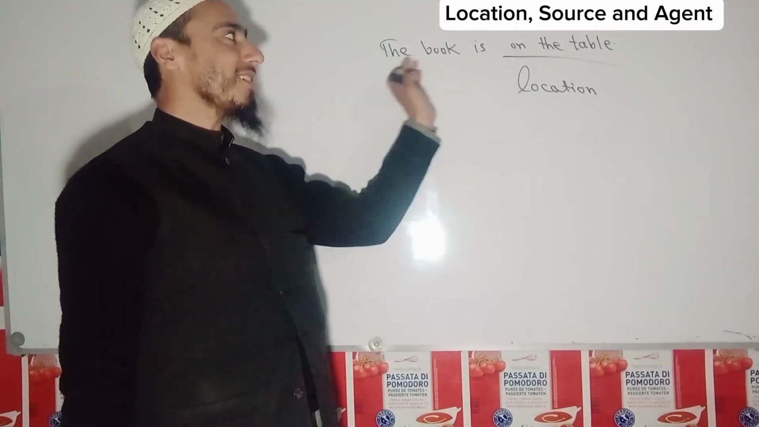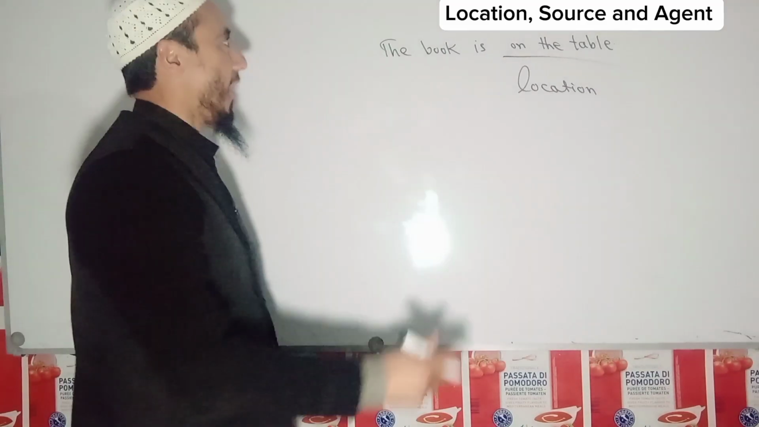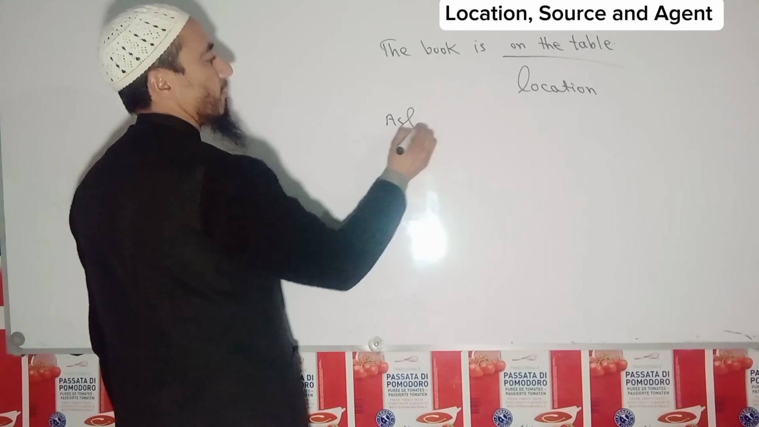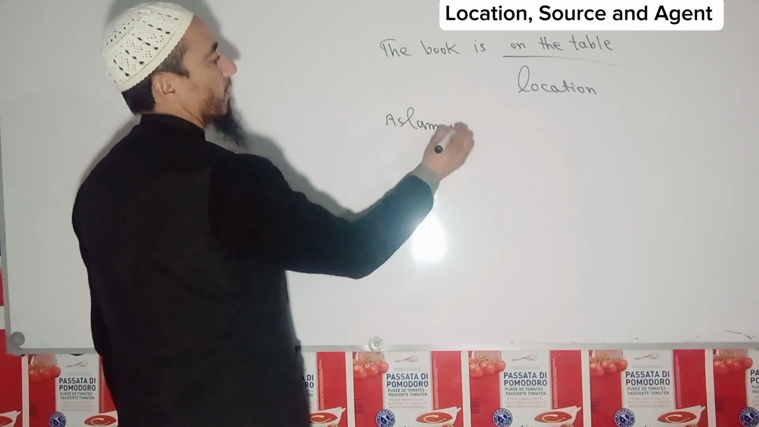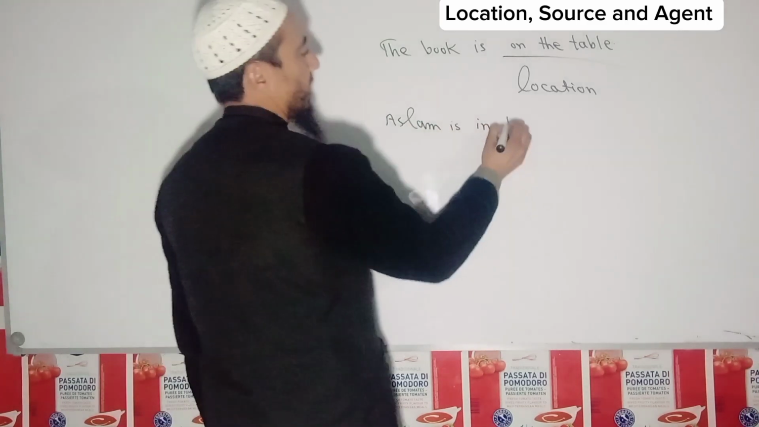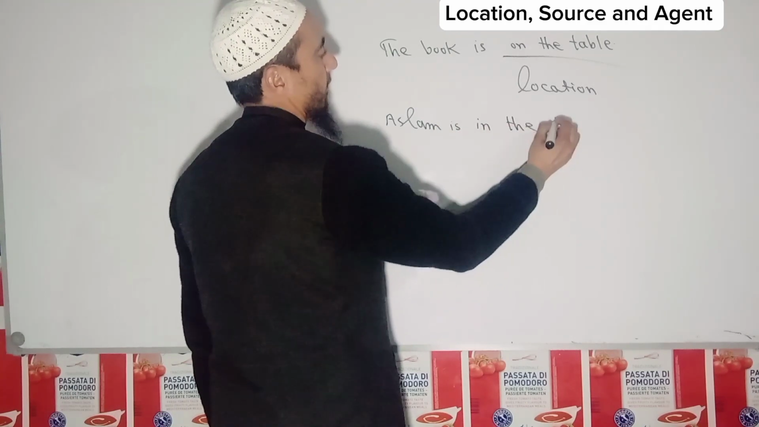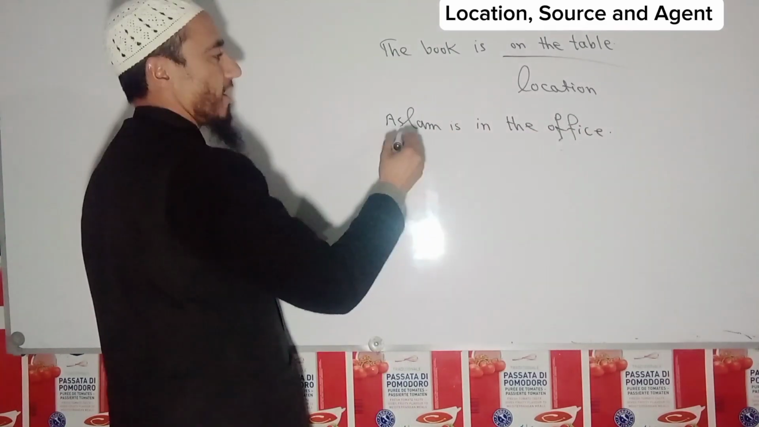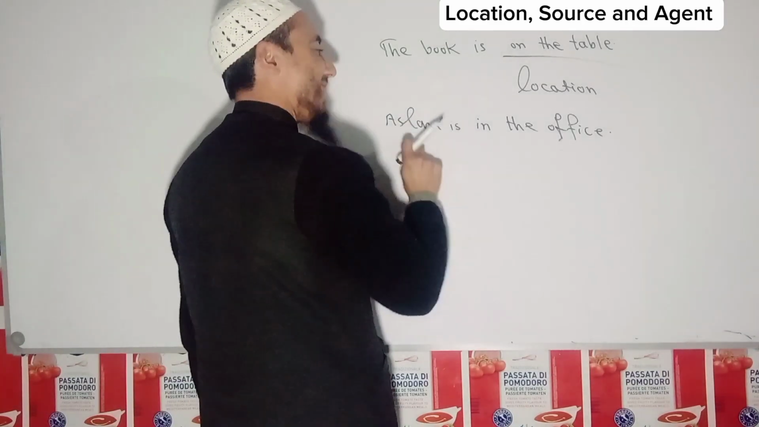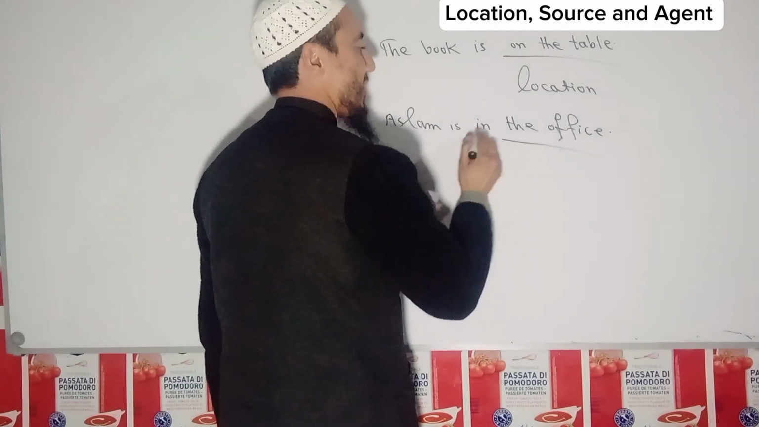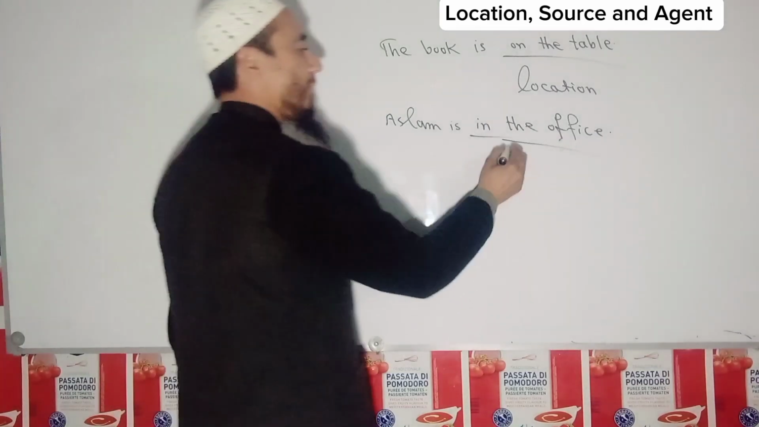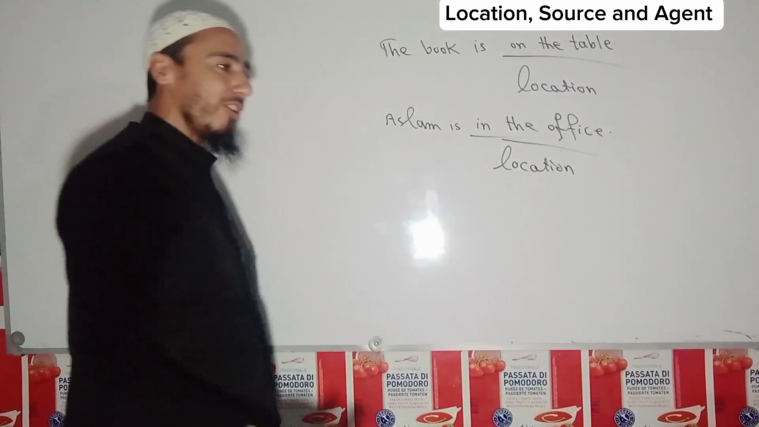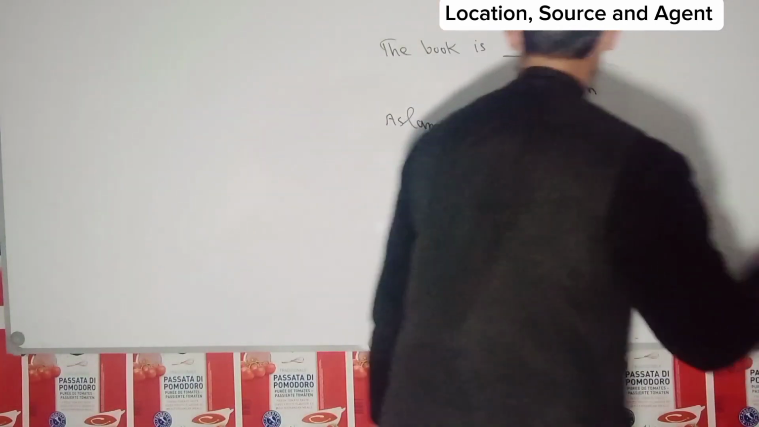So where is the book? On the table. Okay. Another example is Aslam is in the office. So here you see where this entity is. This entity is in the office. So in the office is location. If you say he is at home, so at home is location.